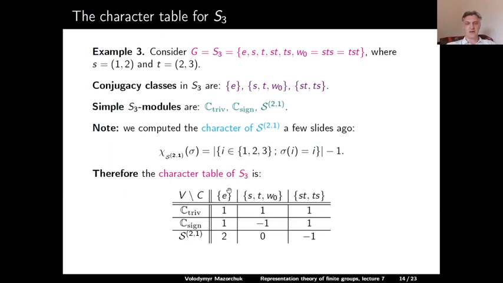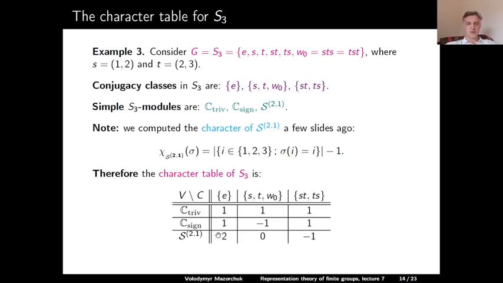So we have three columns and three rows. For the trivial module, the character is always 1. For the sine module, the character is 1 for even elements, so it's on the conjugacy class E and on the conjugacy class consisting of ST and TS. And the character of the sine module is minus 1 for the odd elements, so this is a conjugacy class consisting of S, T, and W0.